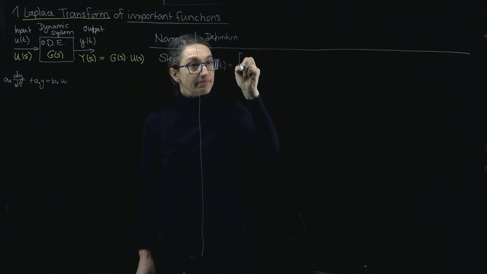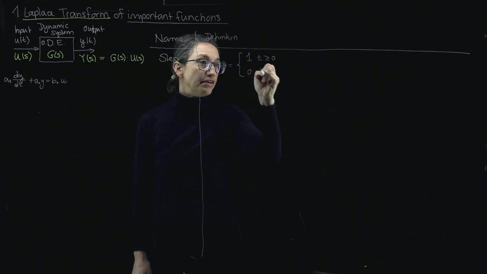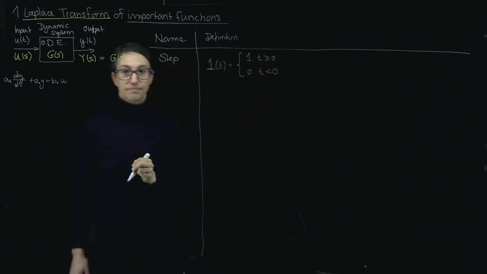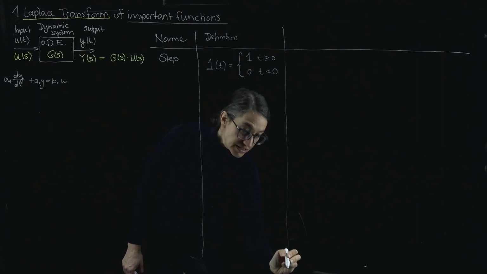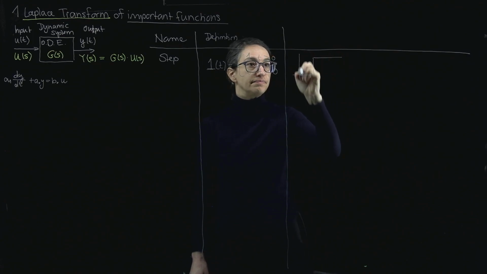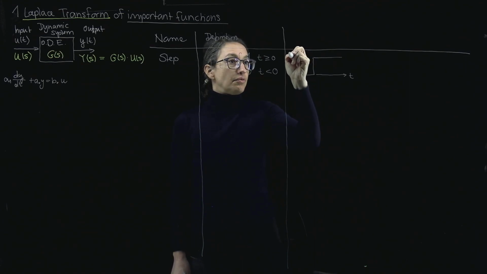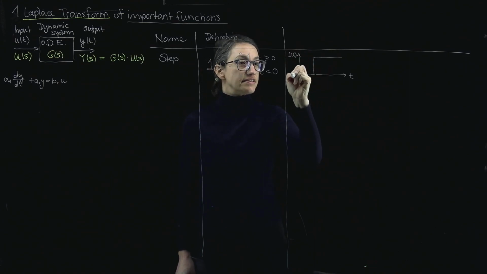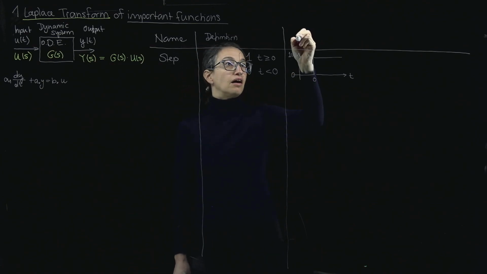And it is very simple. It is 1 if t is greater or equal to 0, and it's 0 for t smaller than 0. Okay, so it's not a terribly difficult function. If I can draw it for you, it looks very simple. It looks like that. So this is 1 of t, and it's 0 for t smaller than 0, and then it jumps up to 1. Okay, so this is the plot.